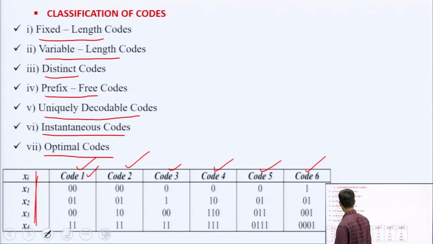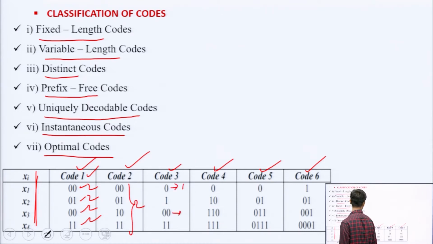See, this code 1 has length 2, length 2, length 2, this is also length 2. But here you can see this is code length 1, but this is code length 2, this is also different, code length 1, but code length 2, this is code length 3. These are also variable. So, only code 1 and code 2 belong to fixed length codes.